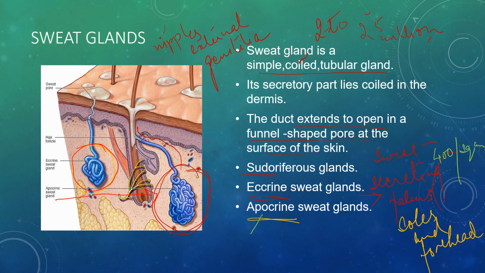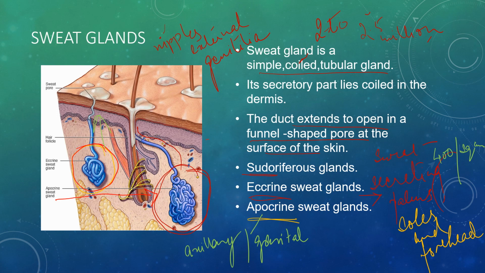axillary and genital region. So where is it mainly found? It is mainly found in the axillary and the genital region. Is it clear? Their ducts empty their secretion through the hair follicles. Only the procedure is the same, but they are present in the axillary and the genital region.